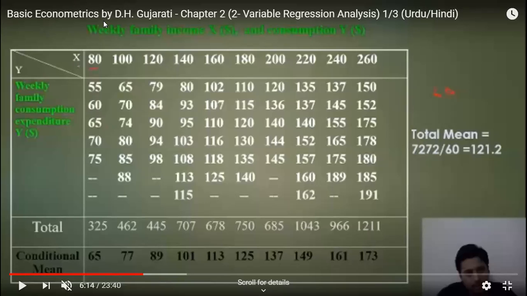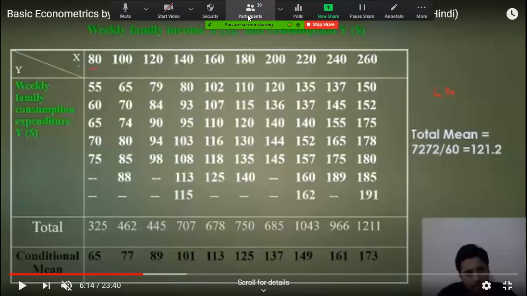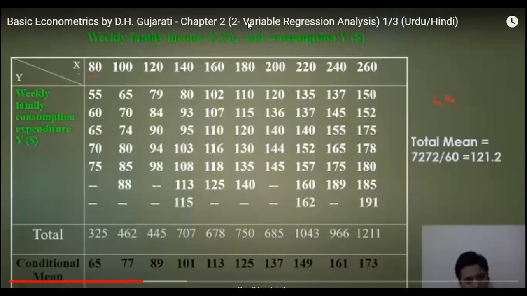Okay, any other thoughts? Any other thoughts? How do you find the mean? When income is 80, you see that Y has different values. What is Y? Y is consumption expenditure. Y has 5 values. How do you find the mean?